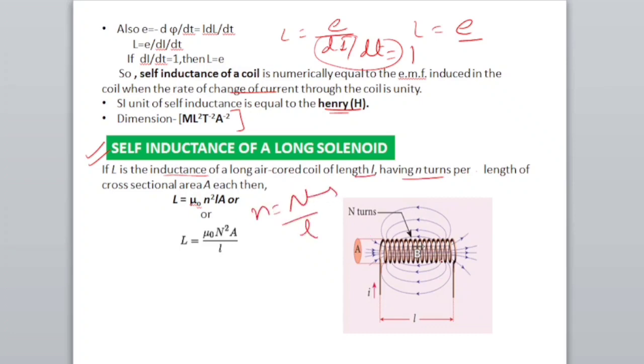Total number of turns in this solenoid. So self-inductance becomes L equal to mu naught N square I A, or you can write in terms of capital N. You put n by L, so mu naught N square A by L. This is the formula for self-inductance of a long solenoid. Small n is the number of turns per unit length, and capital N is total number of turns.